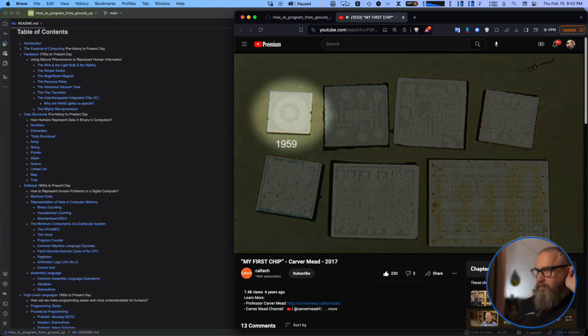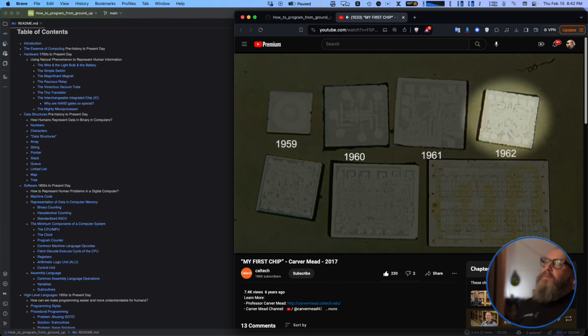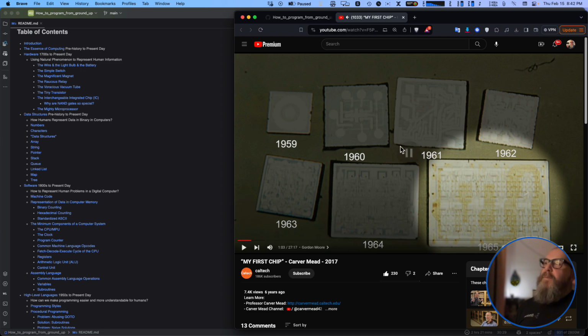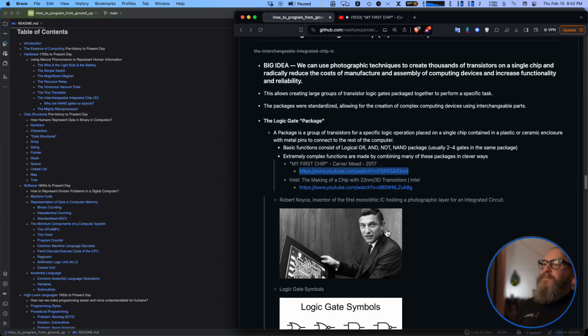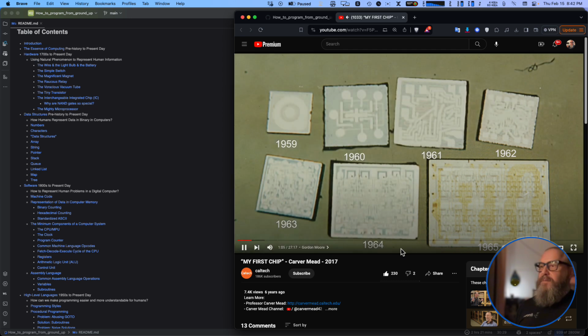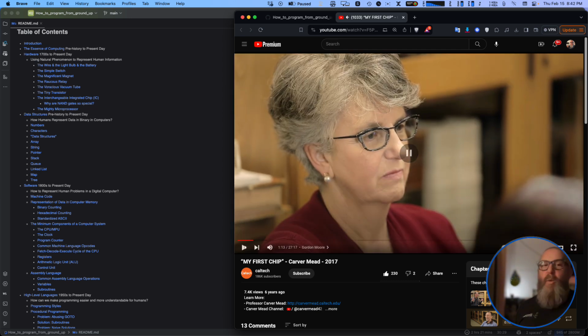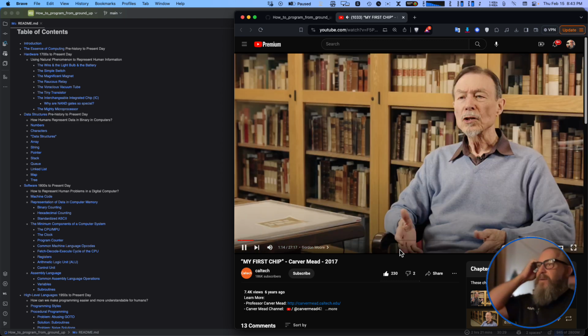It starts out in 1959 with a single transistor. And this is one of the very first integrated circuits in 1960, 61, 62, 63, 64, 65. And he showed me this picture and he said, you know, they're getting more complicated, integrated circuits every year. So of course he's Gordon.